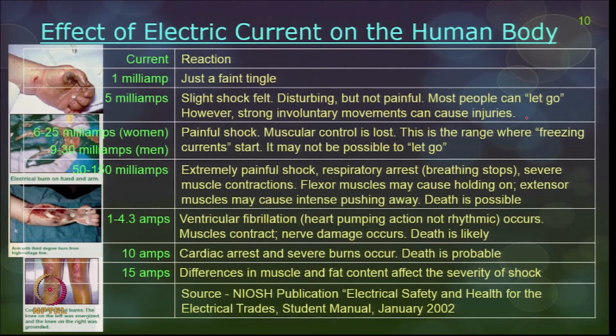50 to 150 milliamperes: extremely painful shock, respiratory arrest, sometimes breathing stops, severe muscle contractions, and flexor muscles may also cause holding on, and you may have intense pushing away, and death is possible. 1 to 4.3 amperes: ventricular fibrillation. Here the heart pumping action will not be rhythmic, it will start beating in a different pattern. Muscles contract, nerve damage occurs, death is more likely. 10 amperes: cardiac arrest, severe burns occur and death is probable. 15 amperes: differences in muscle and fat content affect the severity of the shock. This is based on the NIOSH publication on electrical safety and health. Like this, the effect of current depends on the amount of current going through the human body.